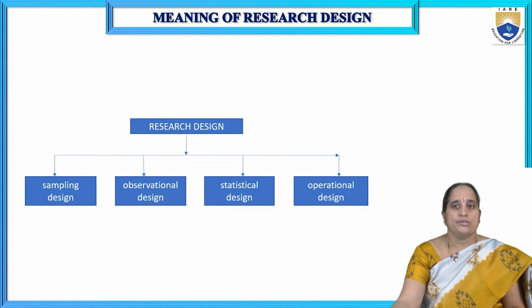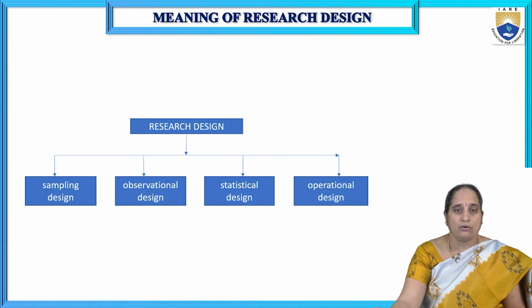Then coming to operational design. Under operational design, it talks about the data collection methods, how you are going to collect the data. Because in order to solve the problem, we need some information. That information we collect from different sources, like primary sources and secondary sources. Everything we plan according to the research design.